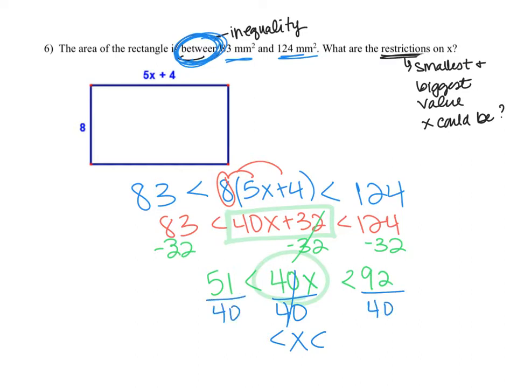Again, it's because I have two separate inequalities here, but the way that I'm solving for x is no different than any other problem. So 92 divided by 40 is going to be 2.3. That's the biggest value that x could be. And then 51 divided by 40, the smallest value x could be is 1.275.